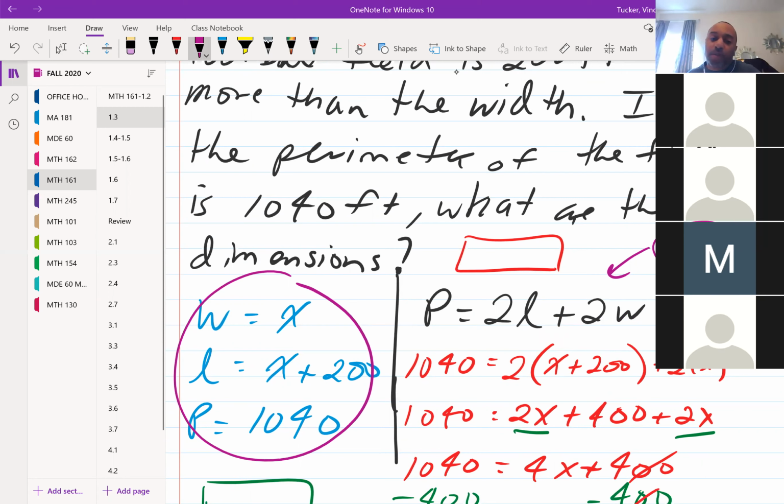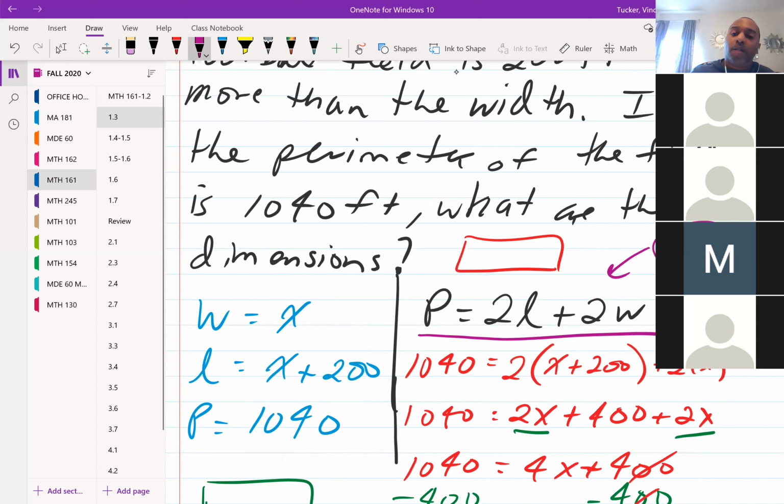Once you have those three pieces, any questions on that setup, any questions on those three pieces? We call W X. The length is X plus 200 because it's 200 more than the width. And then, like I said, they gave us the perimeter, which is 1,040. Then we go to our formula and plug in those values accordingly. So once again, P equal to 2L plus 2W. Plug in 1,040 for P, X plus 200 for L, X for W.